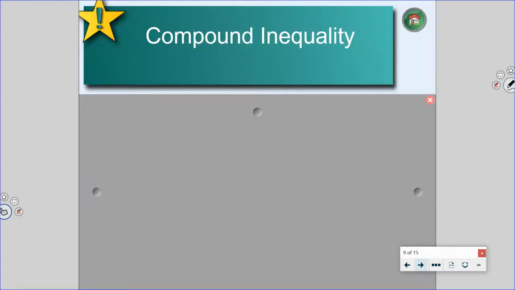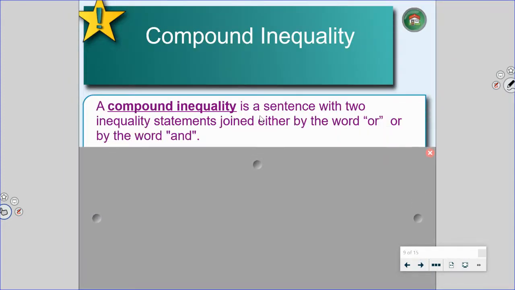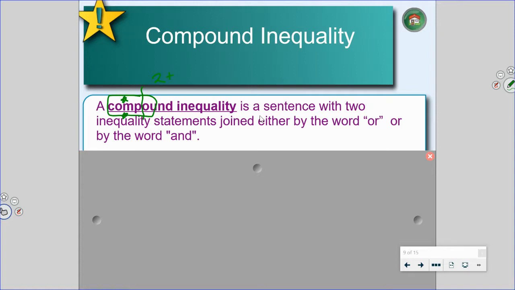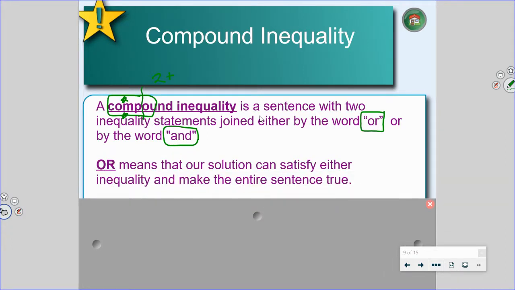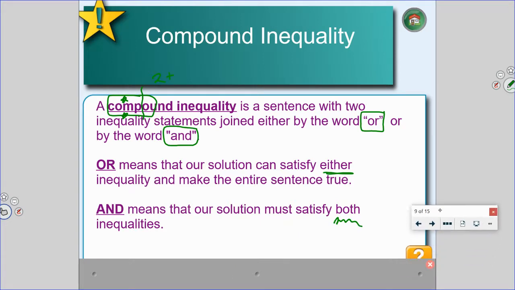Now, speaking of one or the other, let's talk about compound inequalities. Now, you've heard about this term in chemistry or in science class. Compound, composite, basically means it's made up of two or more inequalities anytime you see those letters comp. So, a compound inequality is a sentence with two inequality statements joined either by the words or and. Now, an or statement, you heard what I just said. It can be one or the other. An and statement, however, has to satisfy both.